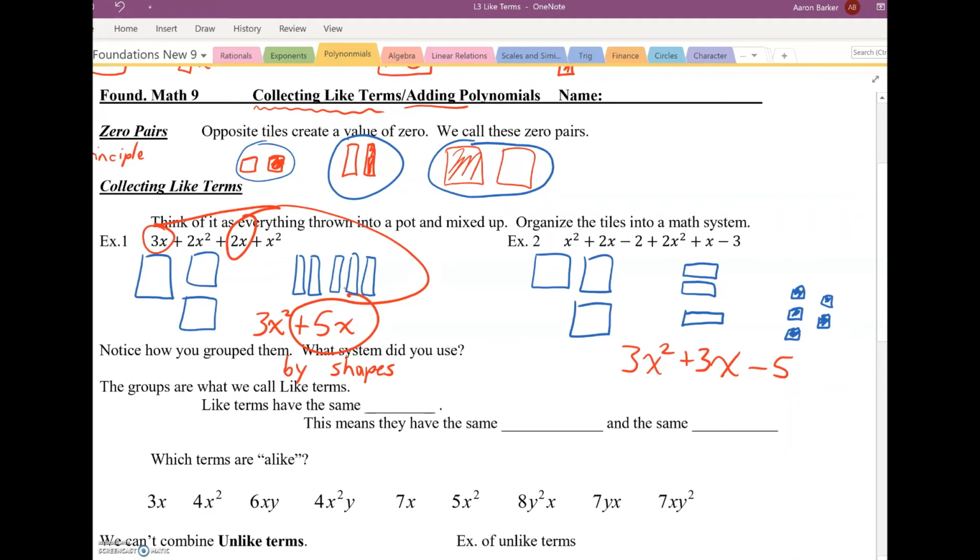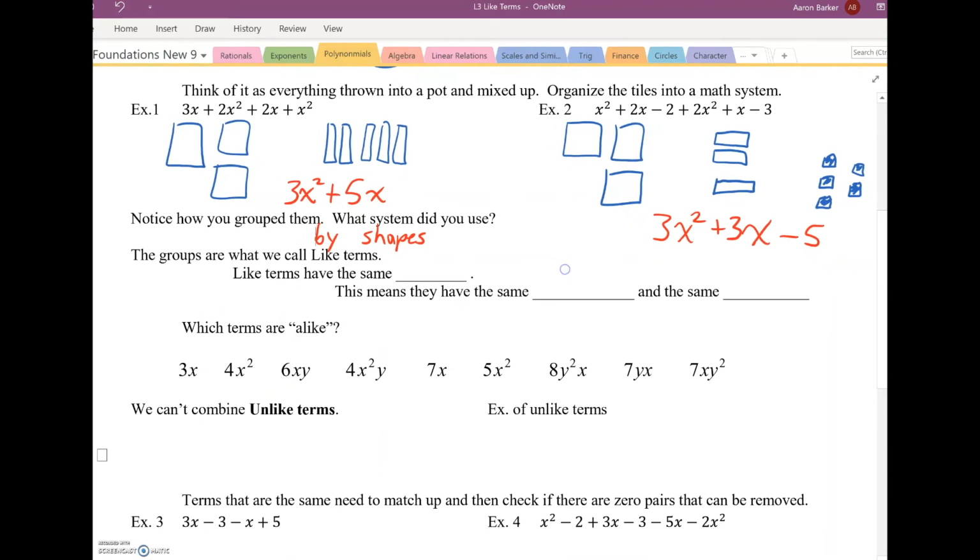And that's what we're going to start moving into, is using the coefficients, which some of you, of course, know how to do. Let's take another quick look here at like terms. So if we have like terms, right, that's how we group them, using like terms. And for the drawing the tiles, they were the same shape. Okay, so like terms have the same shape. This means they have the same letter and the same exponents on the letter.